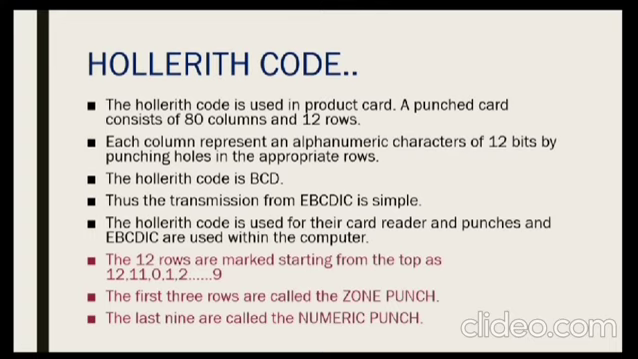Hollerith code. This code is used in punched cards. A punched card contains 80 columns and 12 rows. Each column holds an alphanumeric character of 12 bits. Transmission of the code is simple. The 12 rows are marked from top as 12, 11, 0, 1, 2 to 9. The first 3 rows are called zone punch. The last 9 are called numeric punch.